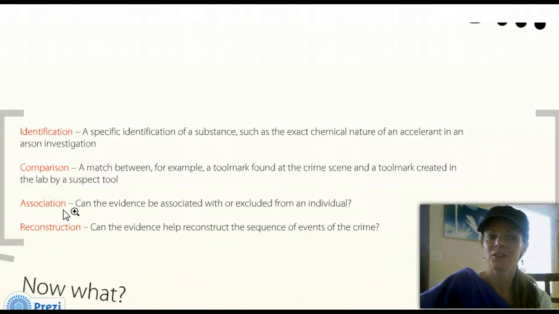Association is, can the evidence be associated with or excluded from an individual? So you can kind of figure out, okay, this doesn't really belong with this individual. So, we can kind of use that association. And then reconstruction. Can the evidence help reconstruct the sequence of events of the crime? And you'll see in just a moment that plays a really large role in this whole thing, okay, when we talk about evidence in the crime scene.